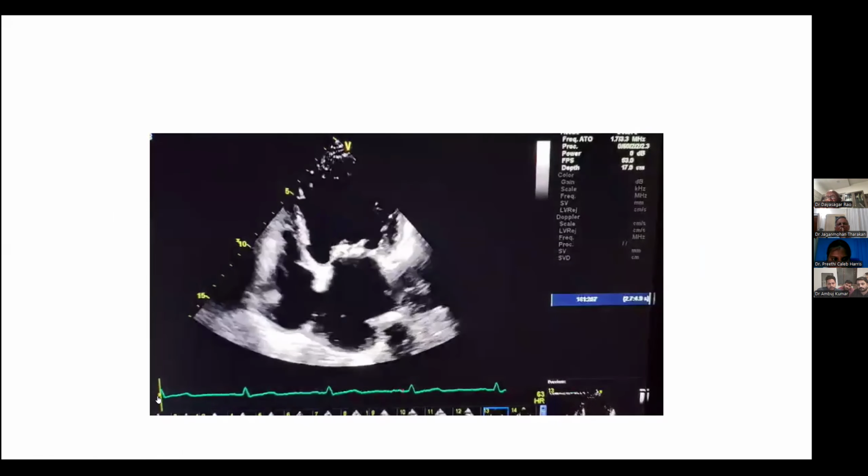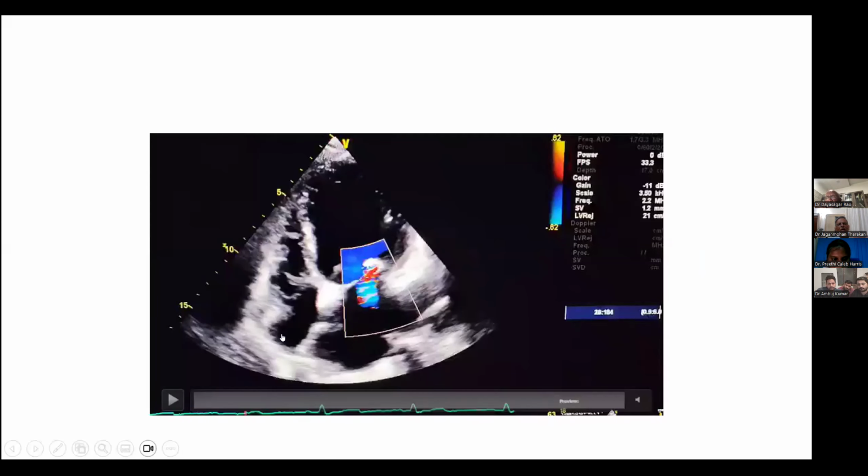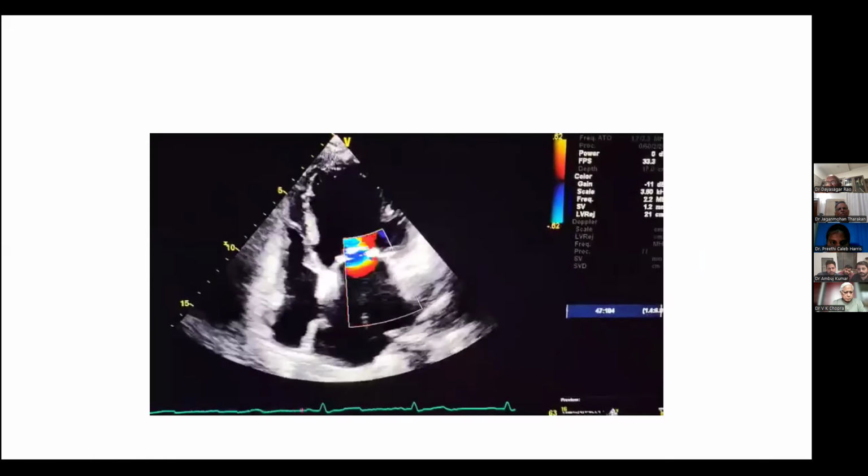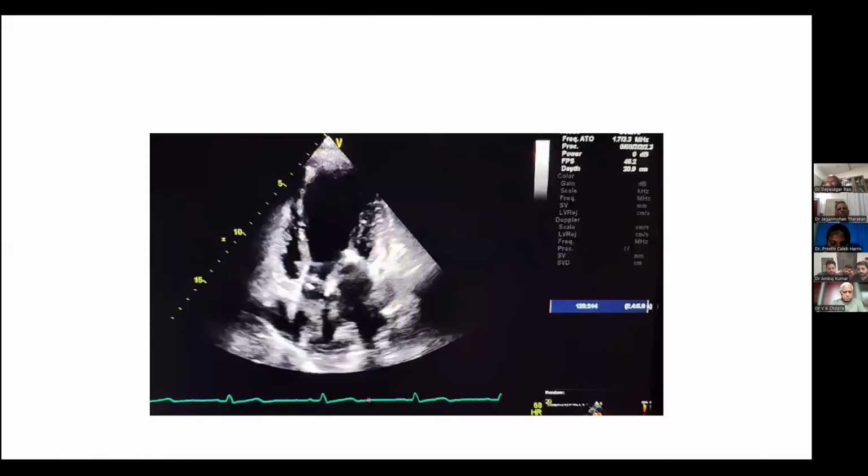This is the apical 4-chamber view, sir. You can run it quickly now because we are looking at the right side. Probably there is no significant tricuspid valve lesion. RV is not dilated. PA pressures we'll have to see with either PR or TR. Next.